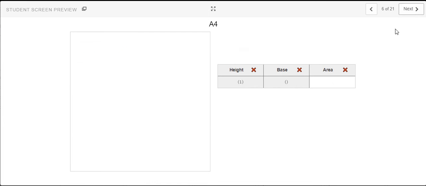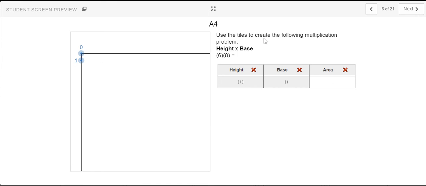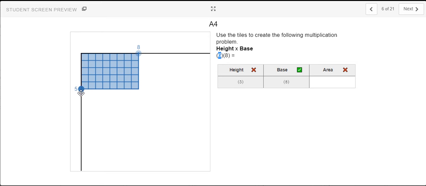All right, moving to the next slide. Use the tiles to create the following multiplication problem. Height times base, or 6 times 8. So I want 8 across the base, so at the top I want a base of 8. Do you see how it gave me a check mark? And I want my height to be 6, so I'm going to drag this down, height of 6. You can think of multiplication 6 times 8 as a 6 by 8 rectangle. I can multiply, or I can just add up. There's a row of 8 here, so that's 8. Another 8 is 16, 24, 32, 40, 48. So this one has a total area of 48, or 6 times 8 is 48.